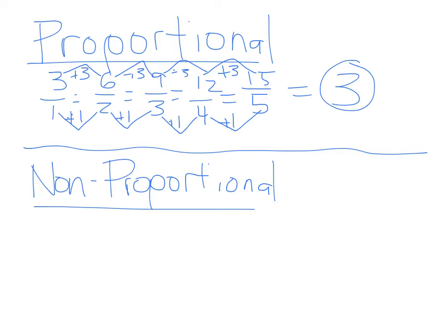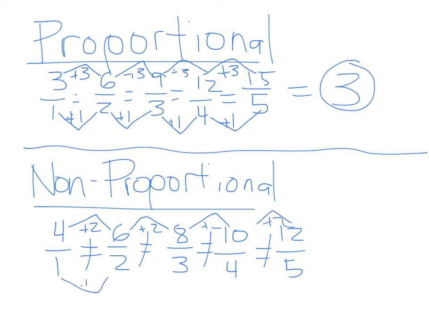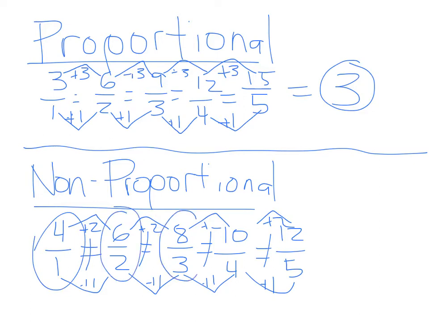And an example of non-proportional would be like this. 4/1, 6/2, 8/3, 10/4, 12/5. Now you can tell each of these go up a certain amount. These are going up 2 each time, and the bottom ones are going up 1. But in this case it doesn't matter because these are not proportional. 4/1 is not the same as 6/2. That's not equal to 8/3, it's not equal to 10/4, and it's not equal to 12/5.